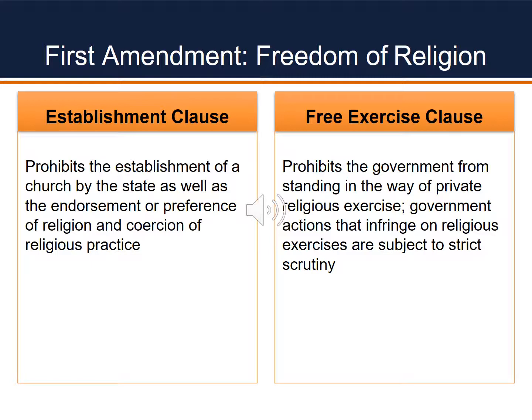Our first is the Establishment Clause, and this prohibits the establishment of a church by the state as well as the endorsement or preference of religion and coercion of religious practice. That would fall under something such as a public school requiring students to subscribe to a certain school-based prayer or religion or religious practices.